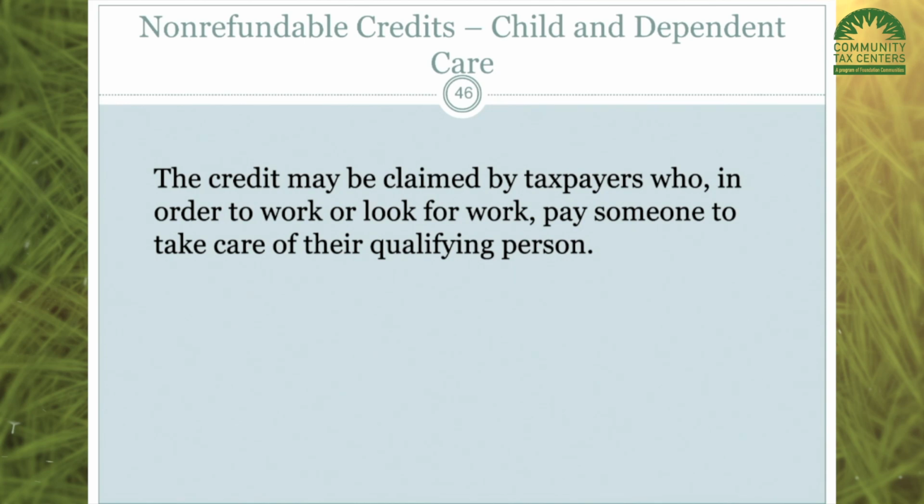So our Child Independent Care Credit. The credit may be claimed by taxpayers who, in order to work or look for work, pay someone to take care of their qualifying person. So this could be a qualifying child or qualifying relative.